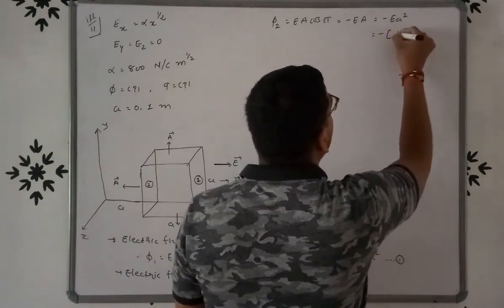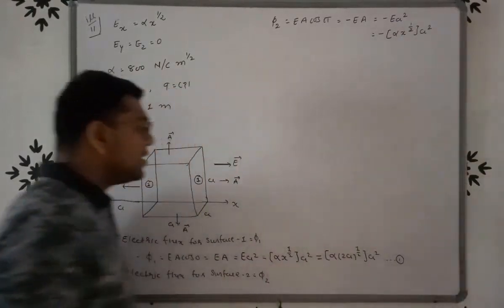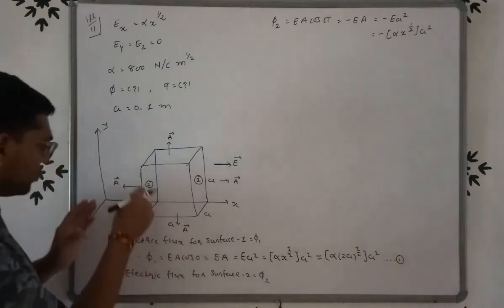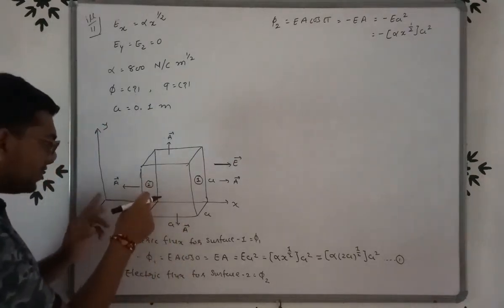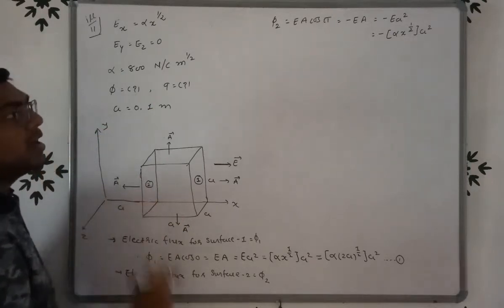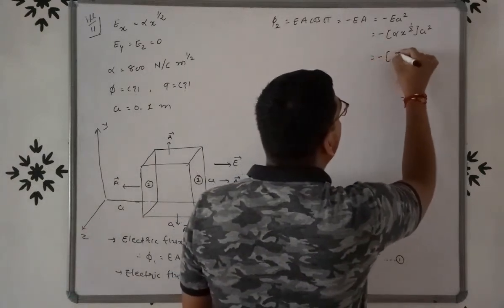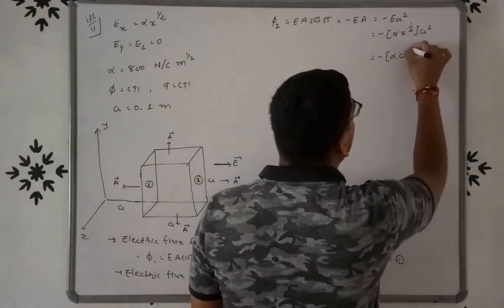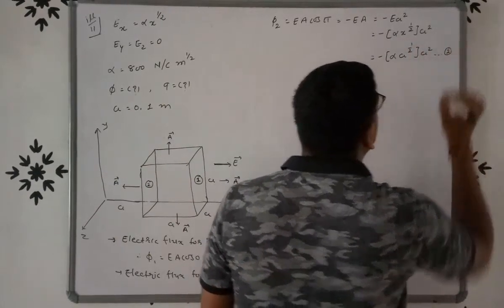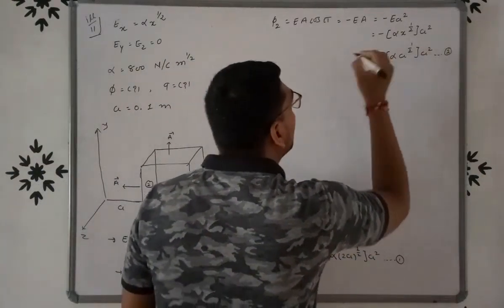Minus the value of E, alpha x raised to 1 by 2, into A square. Now see friends, the value of x for surface 2. See here, this is surface 2. So here the distance from the origin to this surface is A, right? So the value of x is A. So minus alpha A raised to 1 by 2, into A square. So this is equation number 2, that means phi 2. Right.